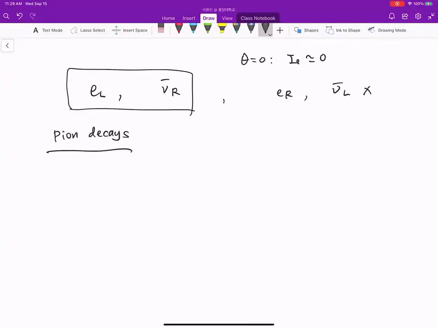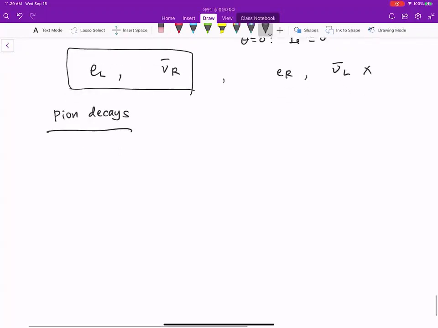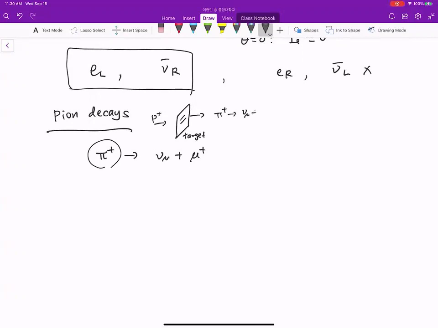Parity violation from the pion decays. So if you hit a target with protons, you produce a lot of pions, and this positively charged pion decays to an anti-muon plus a mu neutrino. This neutrino will be the source for neutrino oscillation experiments, and this anti-muon might be the source for the g-2 experiment. So this is typically a fixed target experiment.